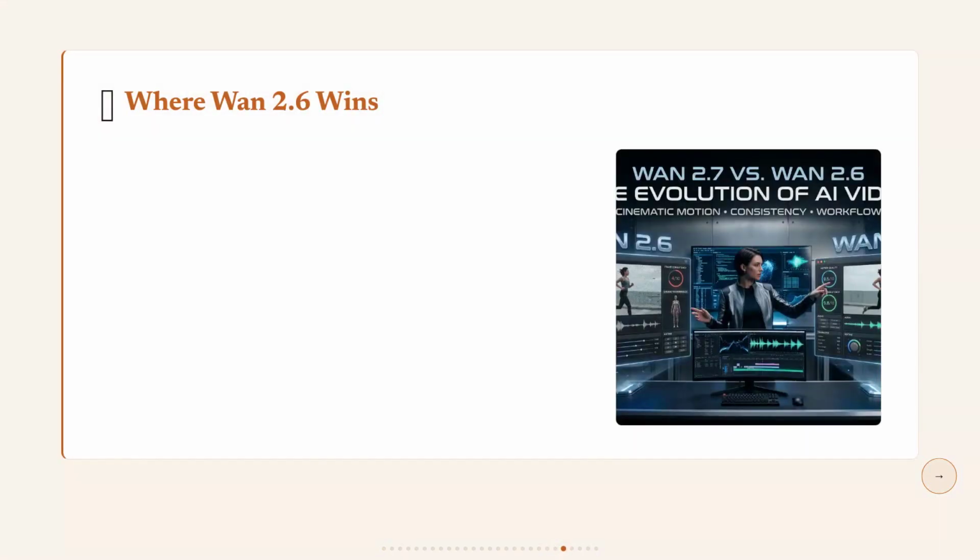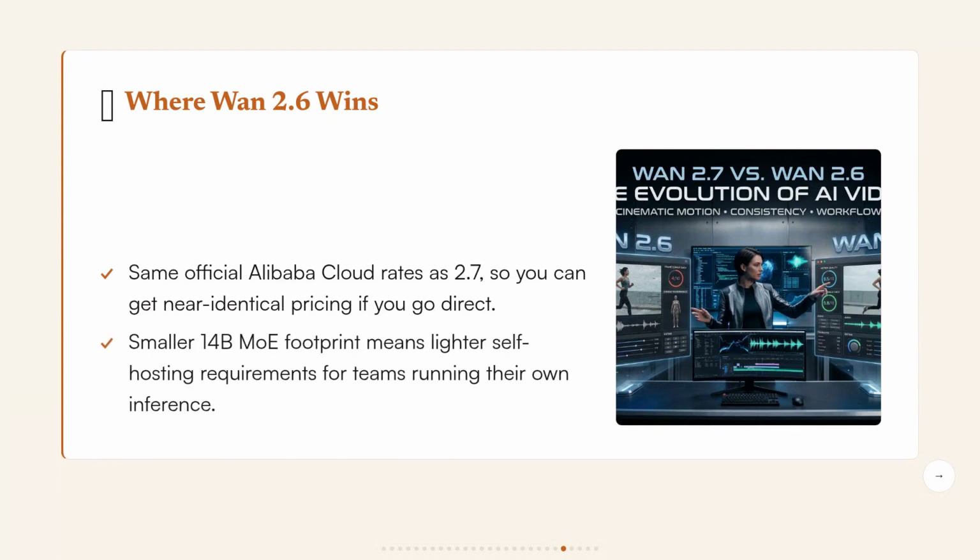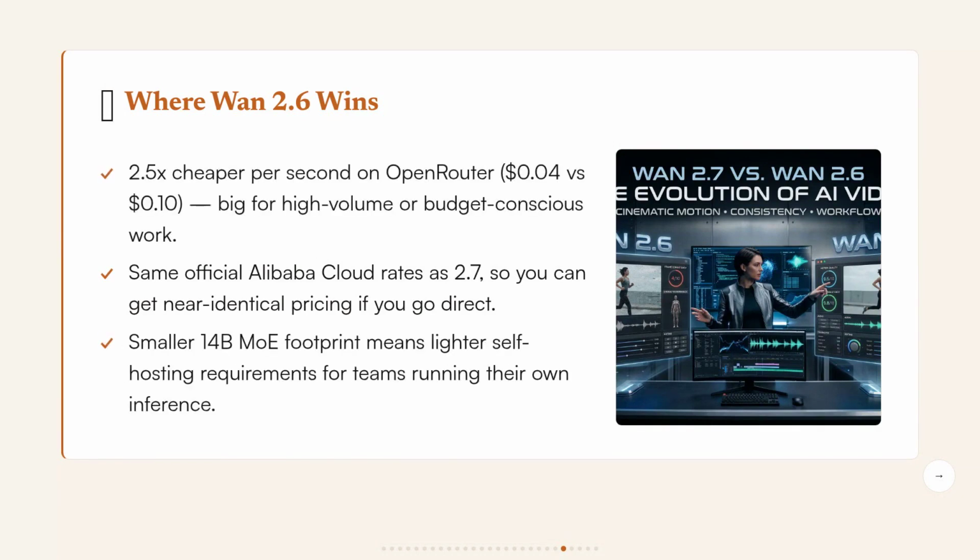WAN 2.6 wins on cost, plain and simple. 4 cents per second on OpenRouter versus 10 cents means it's 2.5 times cheaper for high volume or iterative work. And if you're self-hosting, the 14 billion parameter footprint runs on lighter hardware than WAN 2.7's 27 billion, which is a real operational saving over time.